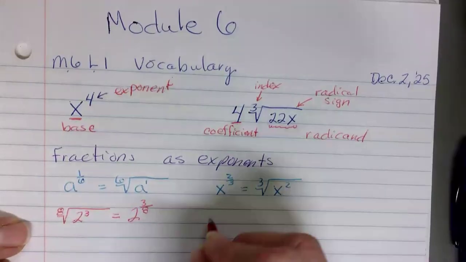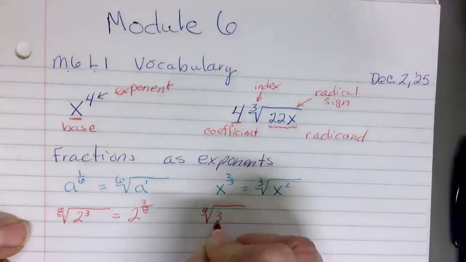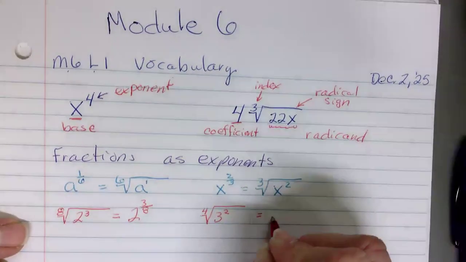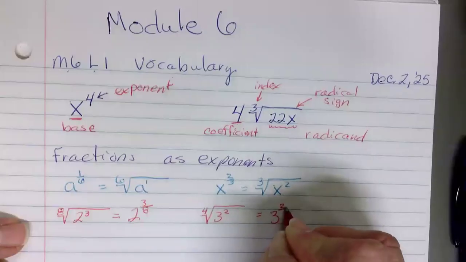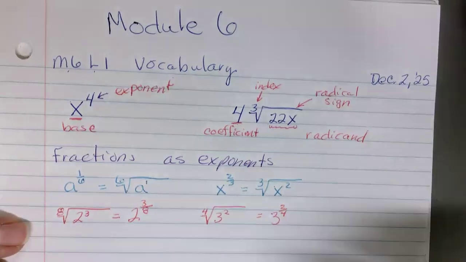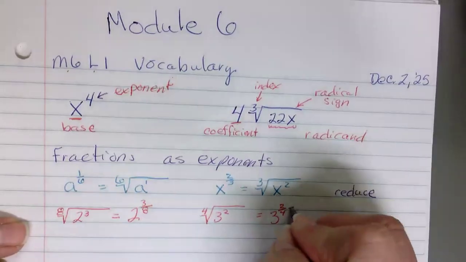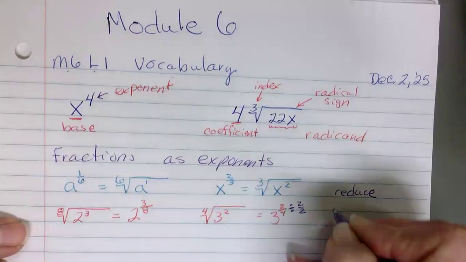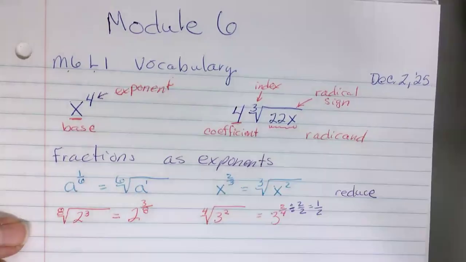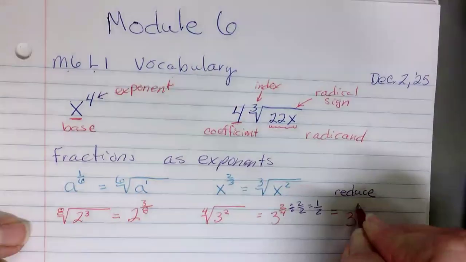Let's practice again. If we had the 4th root of 3 squared, writing that as a fractional exponent would be 3 squared over 4. But now we do need to reduce. So let's make sure we write the word reduce. We can divide by 2/2. 2 divided by 2 is 1. 4 divided by 2 is 2. So our finished, simplified answer would be 3 to the 1/2.